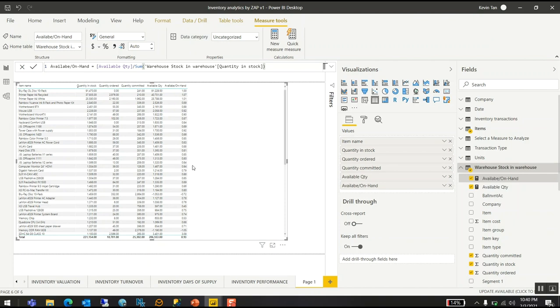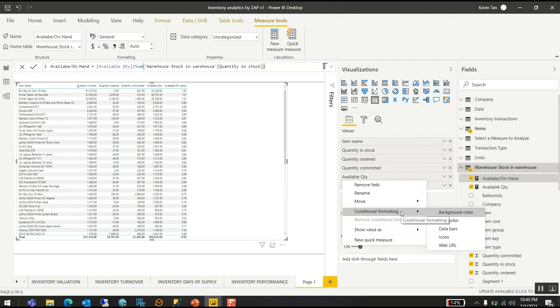Now in terms of my available on hand, I do want to put a little conditional formatting on that so that I know which are the ones that are above a certain level or below a certain level. In fact, I can do that for the available quantity as well. So depending on which column I want to do that for. Now on the right side, you see the values here. These 5 columns are these 5 values. So let's say I wanted to do it on available quantity, right? I can just do a right click on it, conditional formatting, and I want to do maybe the red, yellow, greens. So I want to use icons.